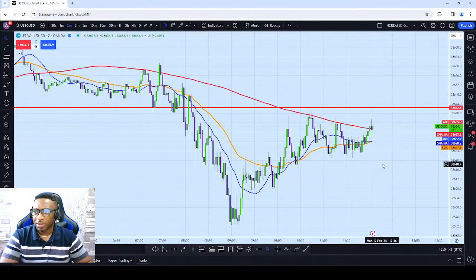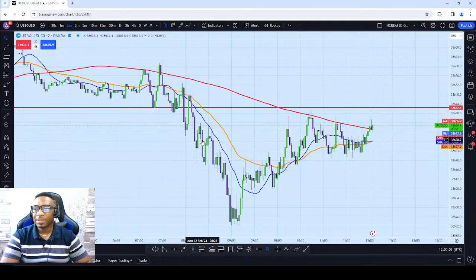So what I use for my trading is the 20 moving average, the 200 moving average, which is the red line, and the 50 EMA, exponential moving average. These are the tools that I use, including the charts, keeping it as simple as possible.